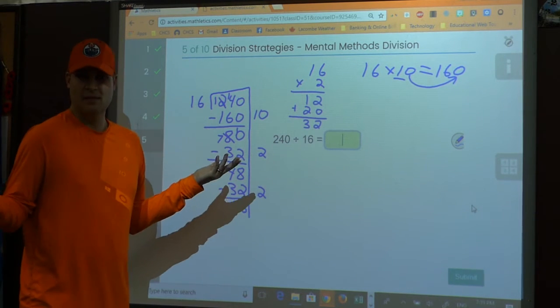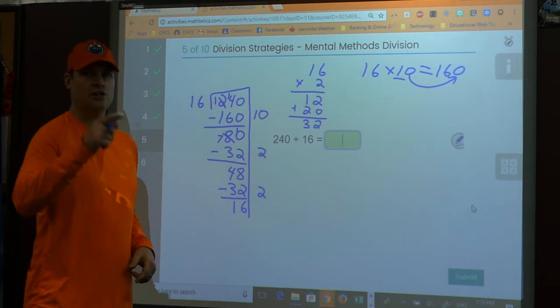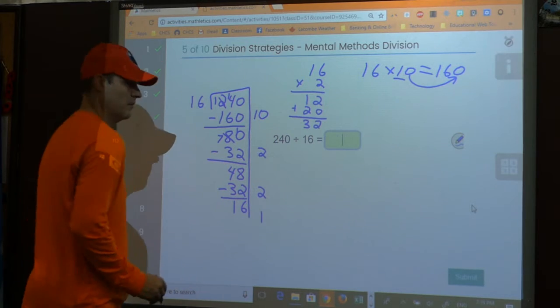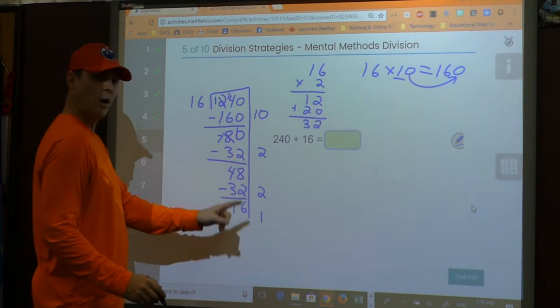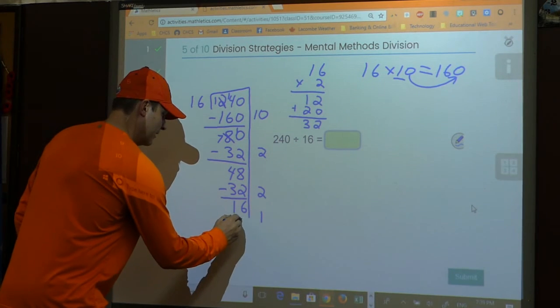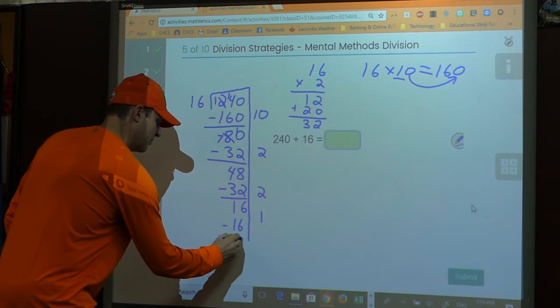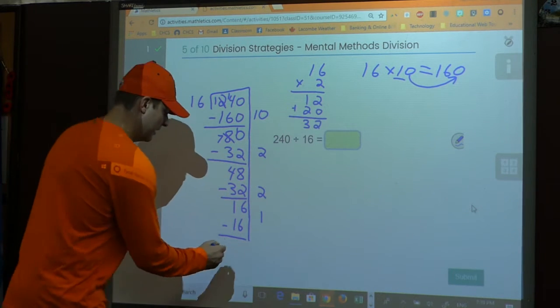Is there enough to make at least one more group of 16? There sure is. So I'll write one more group. One more group of 16. 1 times 16 is 16. I subtract the amount. I'm left with nothing left over.